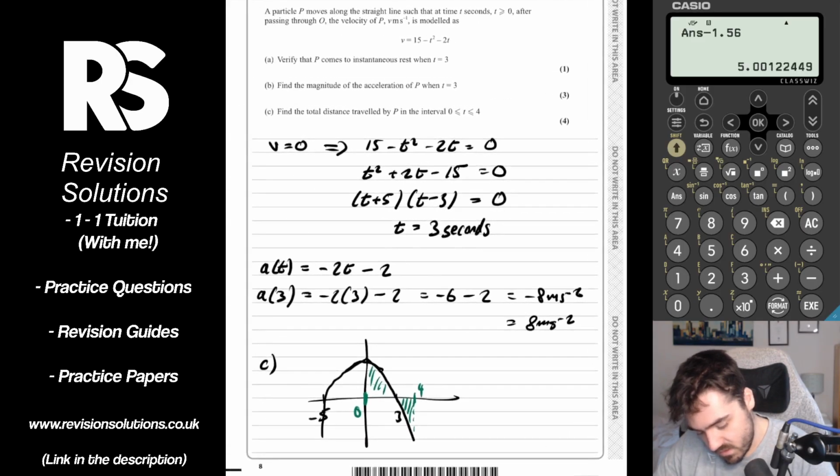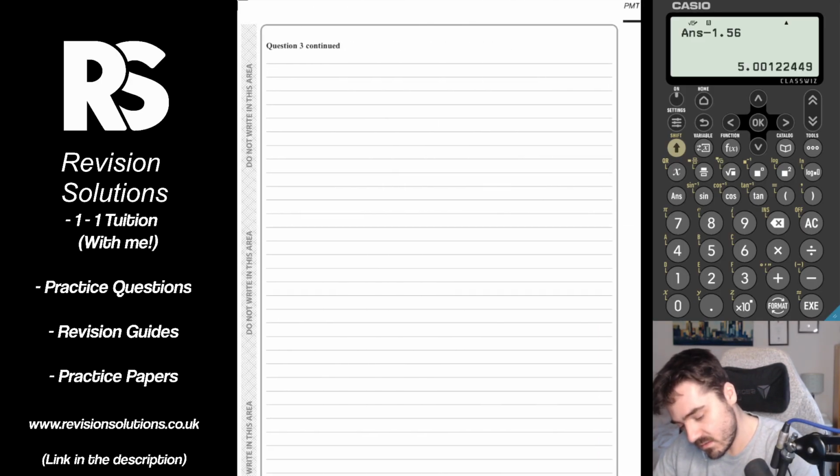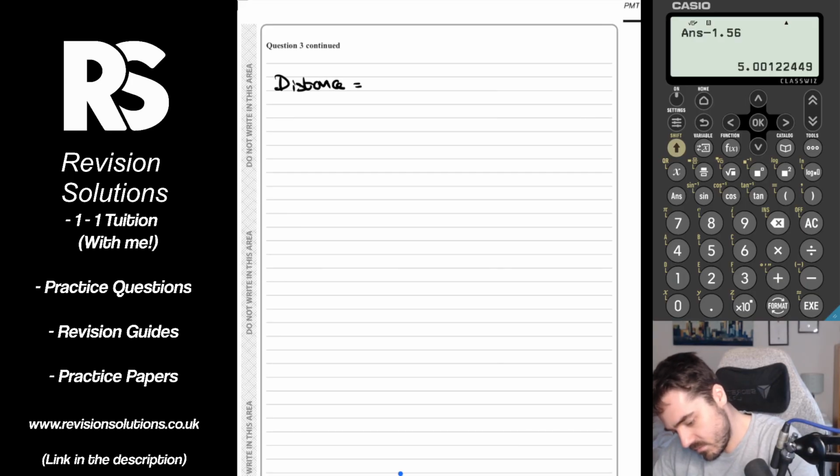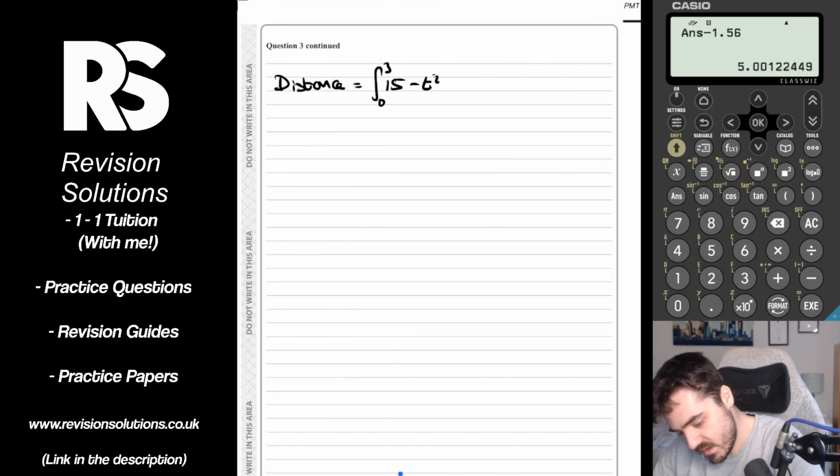So to do that, we're going to integrate from 0 to 3. So our distance traveled is going to be the integral from 0 to 3 of our velocity function, so 15 minus t squared minus 2t dt. And then we're going to have to think about adding the magnitude of the integral from 3 to 4 of the same function.